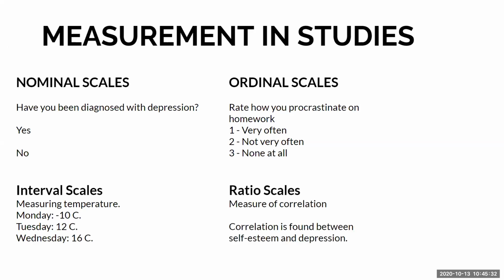And the fourth, and probably the most important out of all these measurements, are ratio scales. Now, ratio scales are basically measures that help you find correlation. And correlational studies are often very, very important in science. For example, correlation is found between self-esteem and depression.